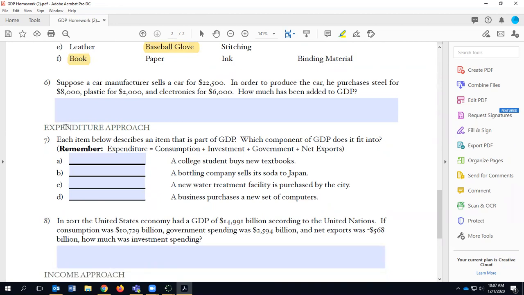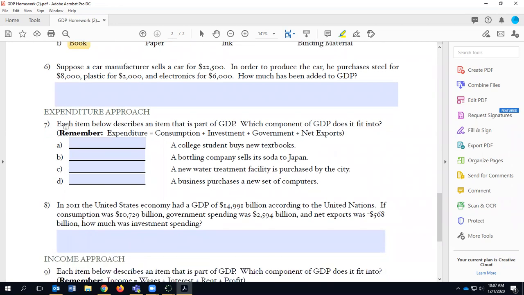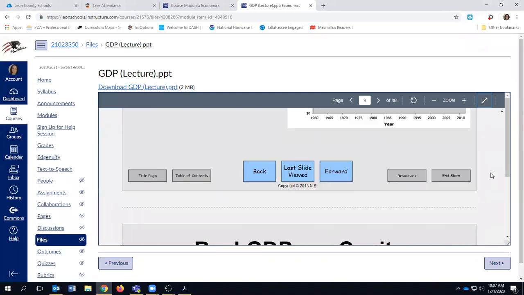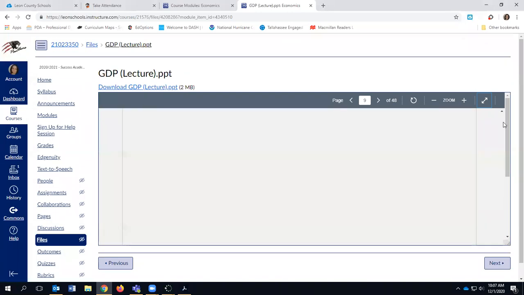All right, suppose a car manufacturer sells a car for $22,500. In order to produce the car, he purchases steel for $8,000, plastic for $2,000, and electronics for $6,000. How much has been added to the GDP? So let's go back and look at our PowerPoint. Always go back and double check.